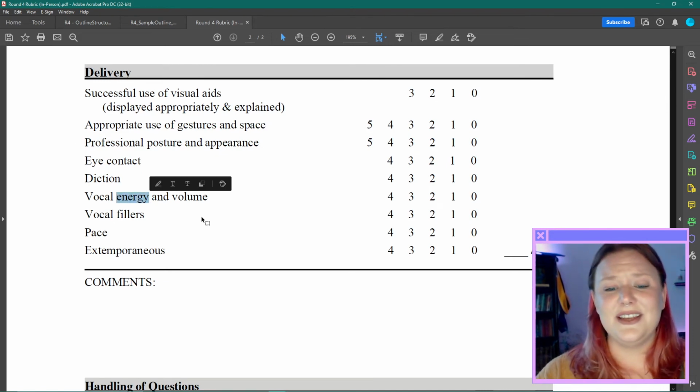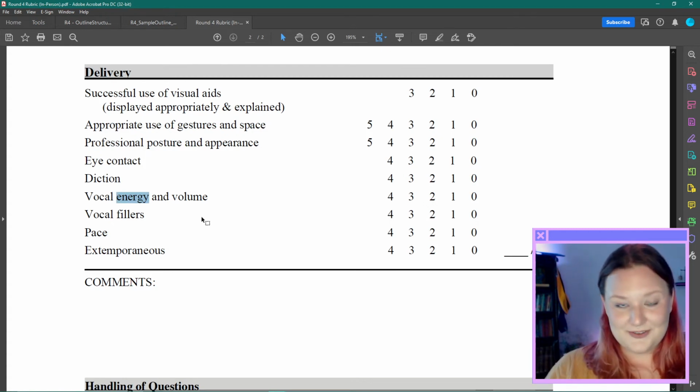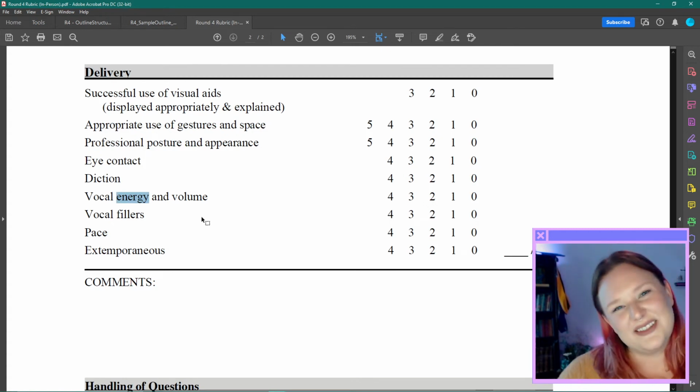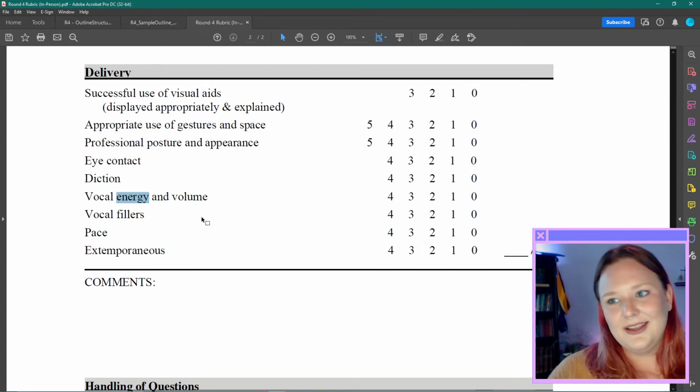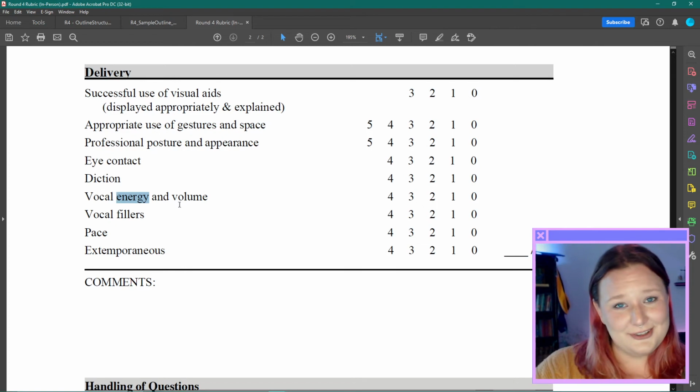Vocal energy is super important when you're giving a persuasive speech, especially, again, if you have a positive or neutral audience. You gotta get them interested. So energy goes a long way into doing that.